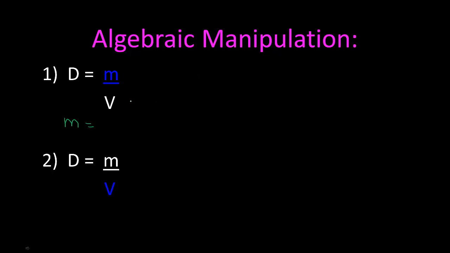The first thing we're going to do is find out which side the m is on, and then find out what algebraic manipulation we have to do for that. So m divided by v, we need to get rid of the v, so we have to do the opposite. The opposite of division is multiplication, so we're going to multiply both sides by volume. Volume divided by volume is actually 1. So m times 1 is equal to d times v.